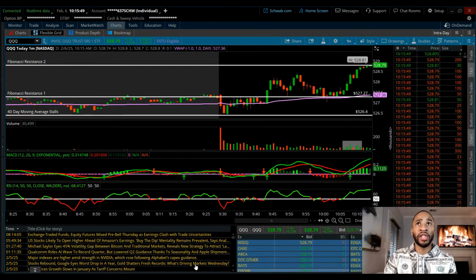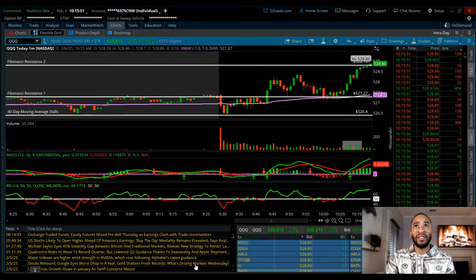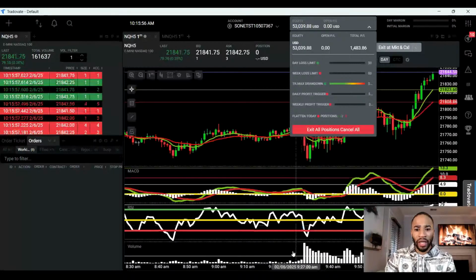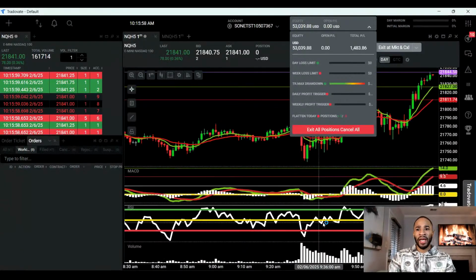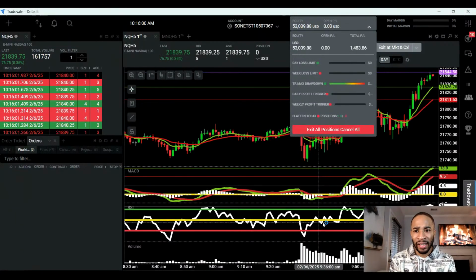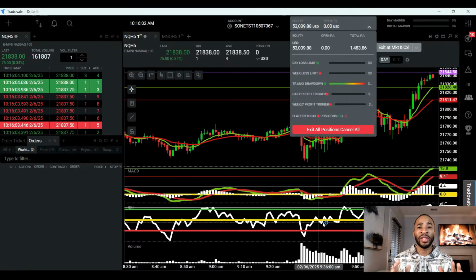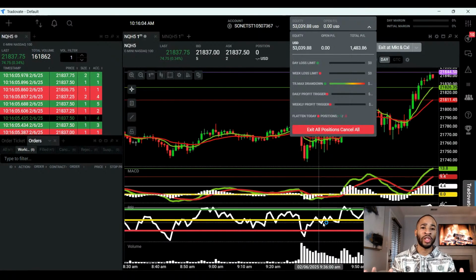If you missed the purchase near the 527.27 price zone retracement, and family, it was able to make $1,483.86 today. So I'm going to close it out for the day, family. I don't want to overtrade.